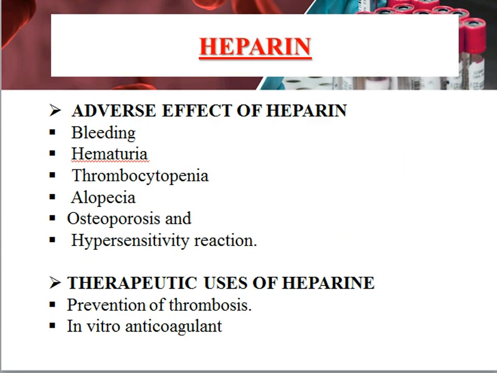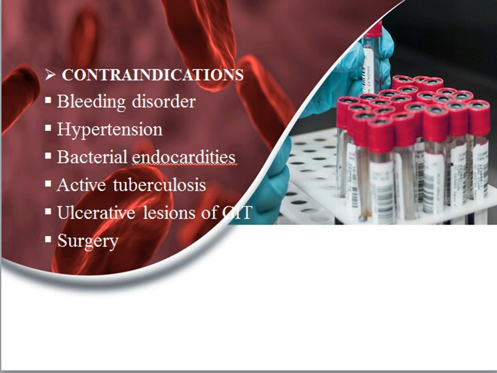Adverse drug effects are bleeding, hematuria, thrombocytopenia, osteoporosis, hypersensitivity reaction, and alopecia. Therapeutic uses: prevent thrombosis, and used as an in vitro anticoagulant. Contraindicated in hypertension, bacterial endocarditis, active tuberculosis, surgery, and ulcerative lesions of the GIT.